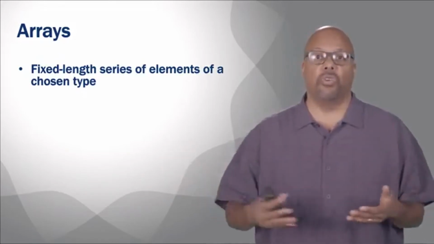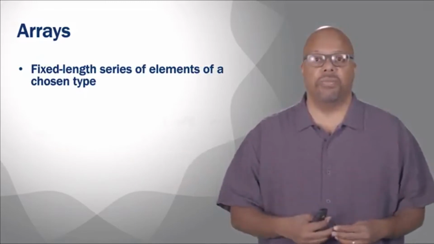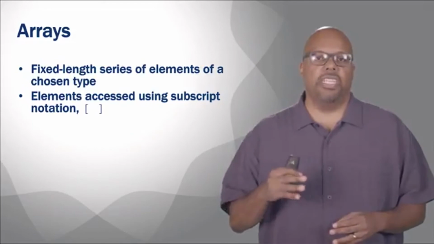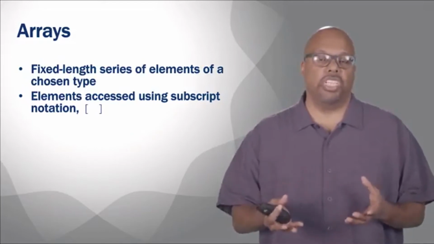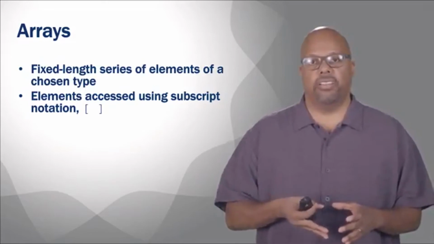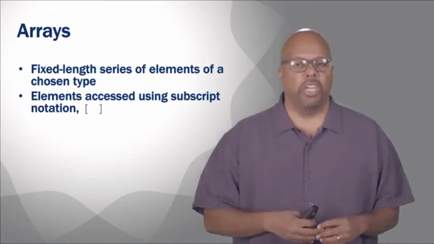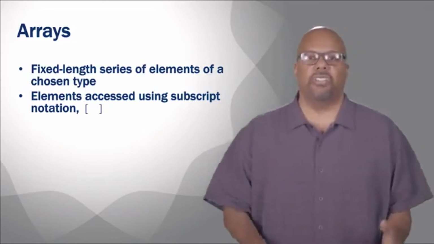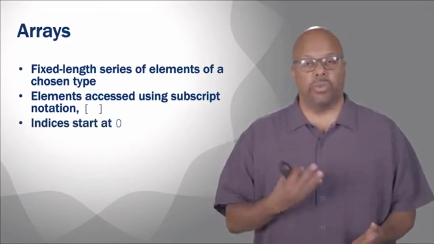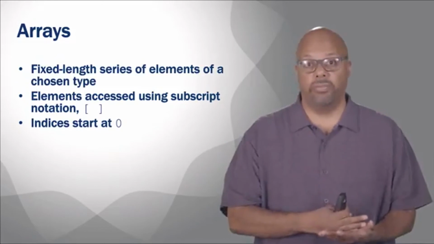You've got a set of elements; each array element would be an integer. Each element of the array is indexed using subscript notation, so square brackets. You put the index right in the middle of the square brackets. We're going to have an example here, but this is similar notation to what you see in lots of different languages. Indices start at 0, because we're computer science, we start counting at 0, not 1.